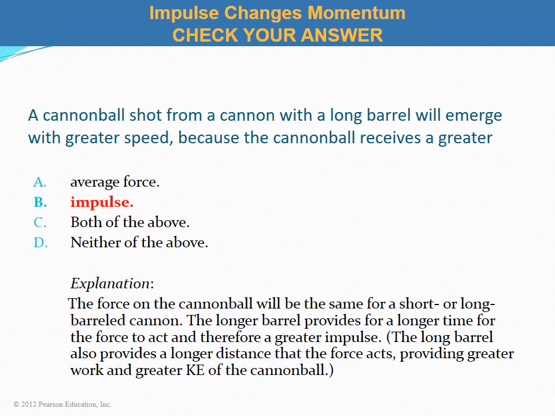The force on the cannonball will be the same for a short or long barreled cannon. The longer barrel provides for a longer time for the force to act and therefore a greater impulse. The long barrel also provides a longer distance that the force acts, providing greater work and greater kinetic energy of the cannonball.